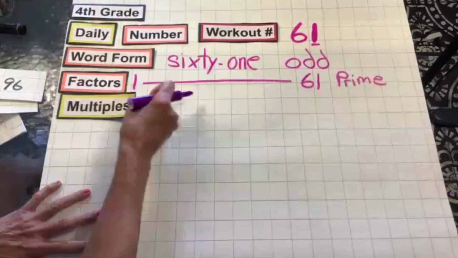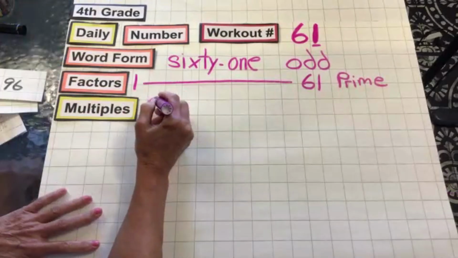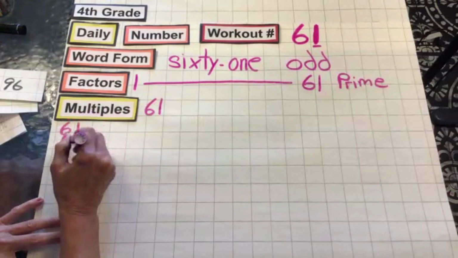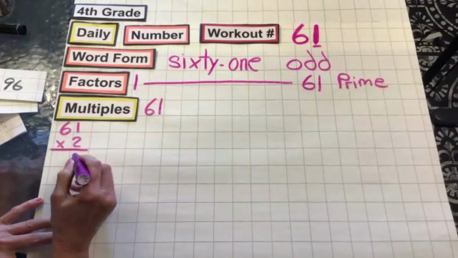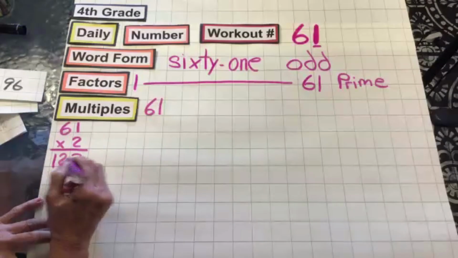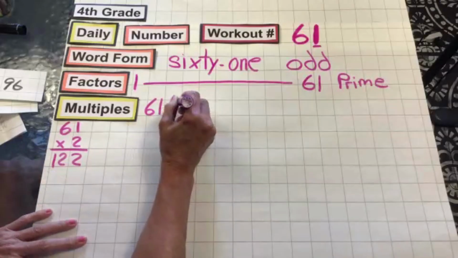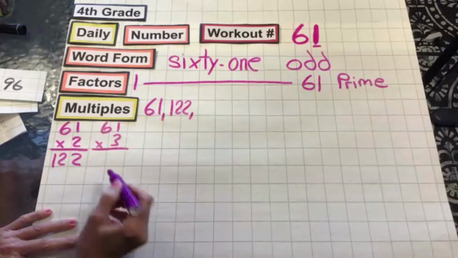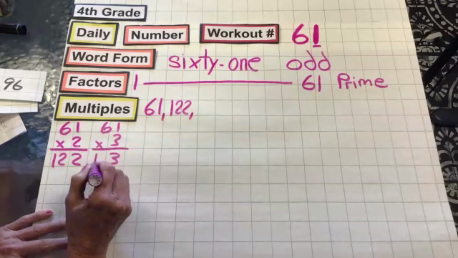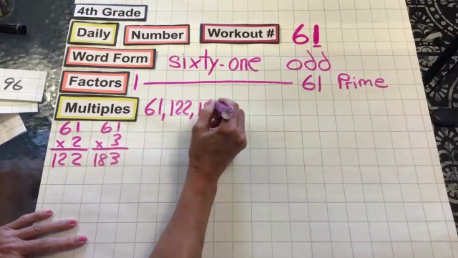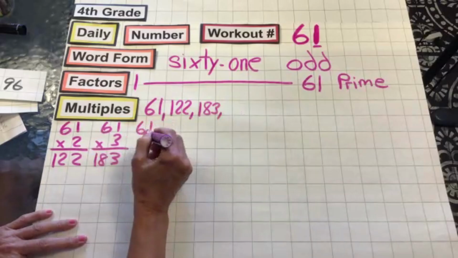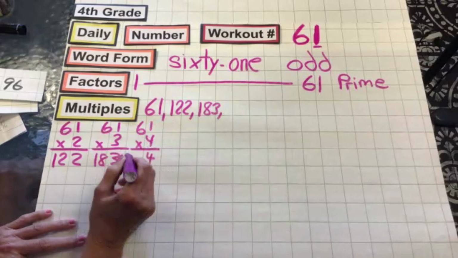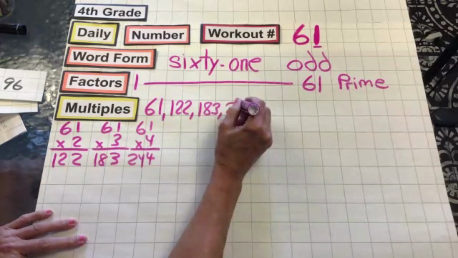Let's go for multiples. So we know 1 times 61 is, of course, 61. Let's drop down and do some math here. 2 times 61. 2 times 1 is 2. 2 times 6 is 12. So 2 times 61 is 122. 3 times 61. 3 times 1 is 3. 3 times 6 is 18. 183. 4 times 61. 4 times 1 is 4. 4 times 6 is 24. 244.